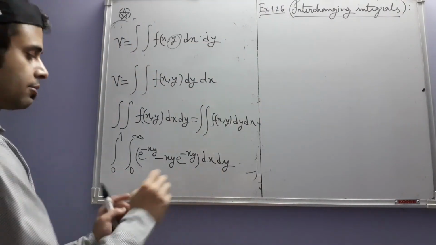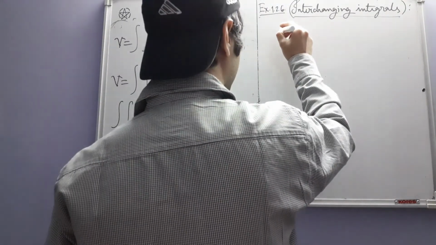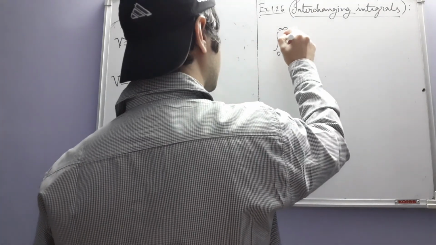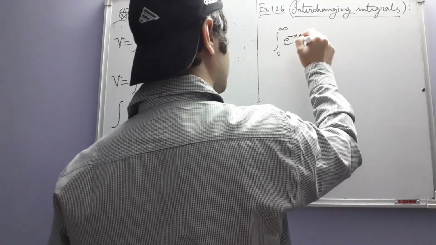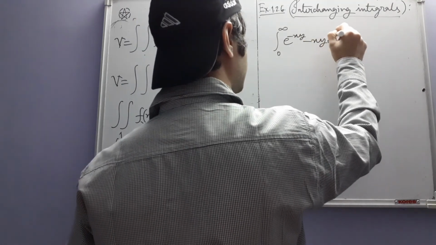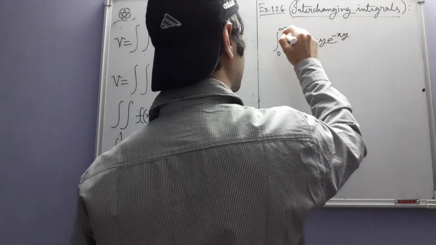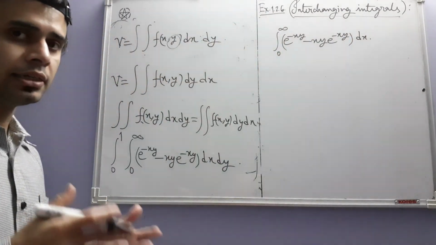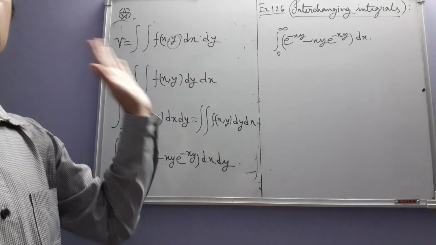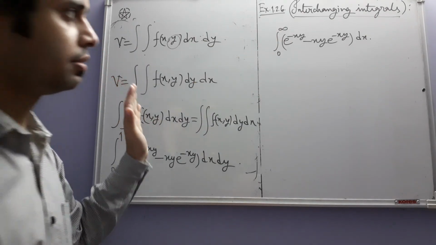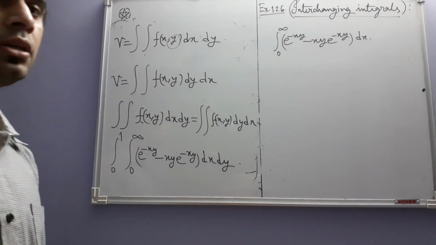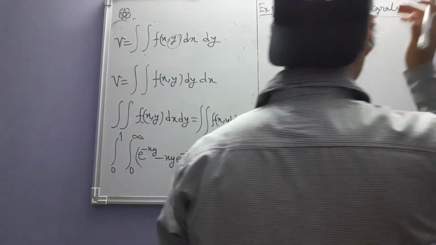Now for this, the inner integral has to be calculated first. So we do that. The integral from 0 to infinity of e to the power minus xy with respect to x. Now when we are integrating with respect to x, y is considered to be constant. Okay, y does not take any particular value, but y is arbitrarily constant. It's arbitrary but considered to be constant.